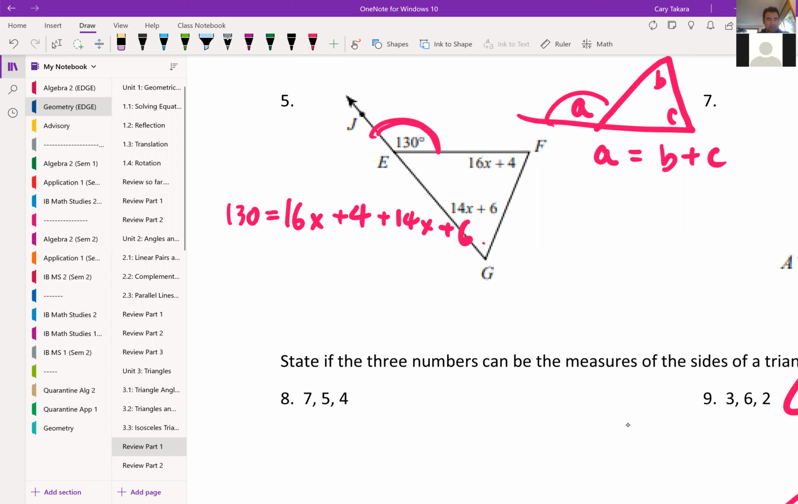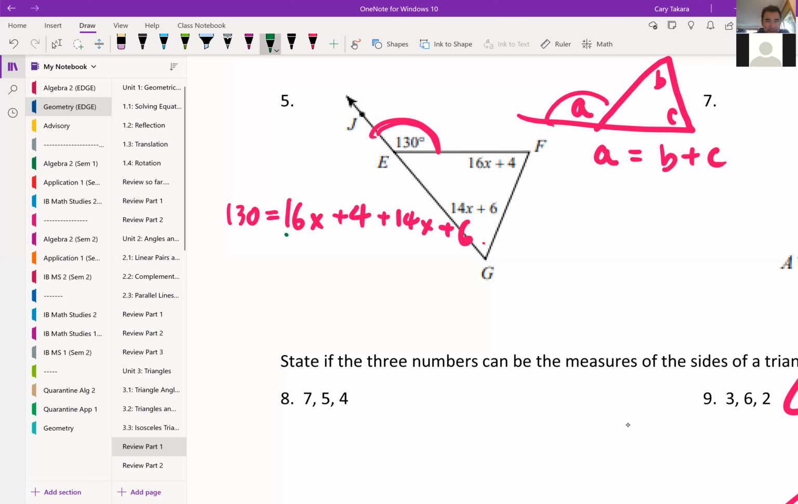So let's keep going. Would you share your solution for number 5? What did you get for number 5? I want to see some answers. Okay, very good. Looks like we've got the answers.